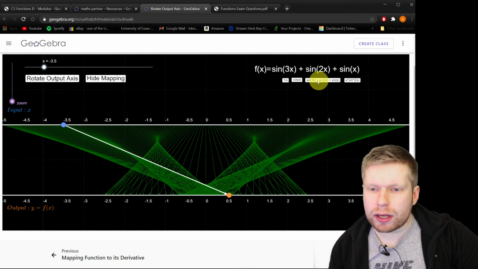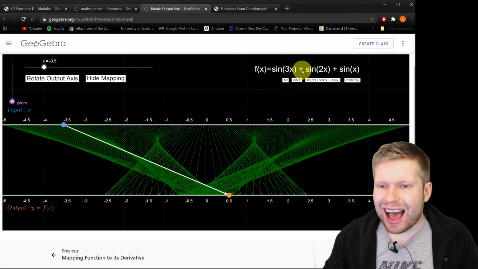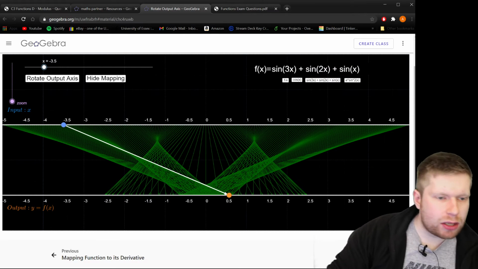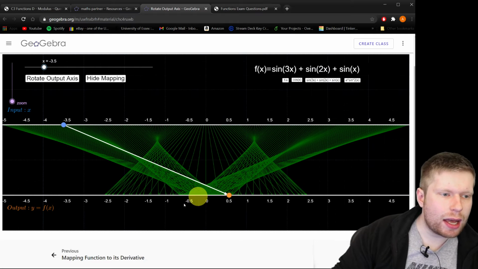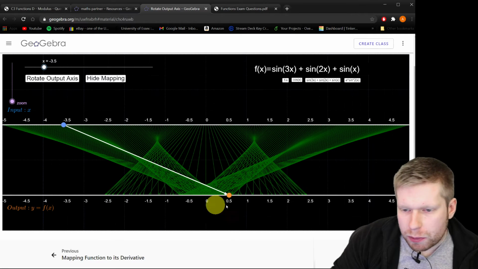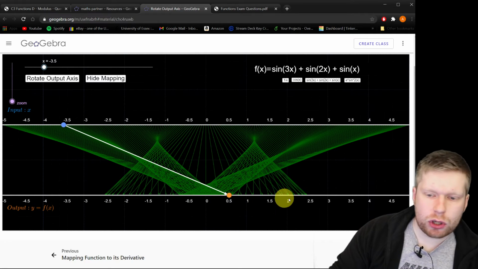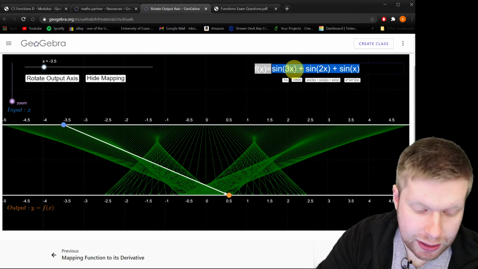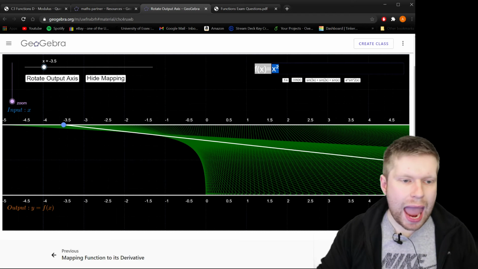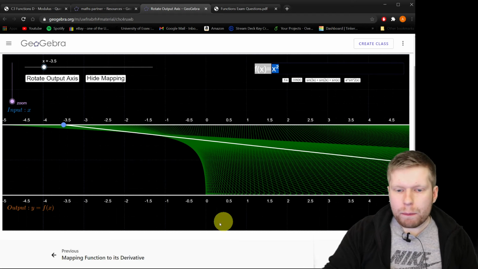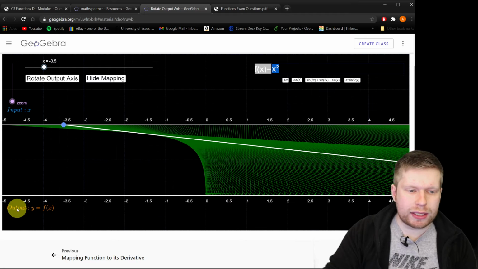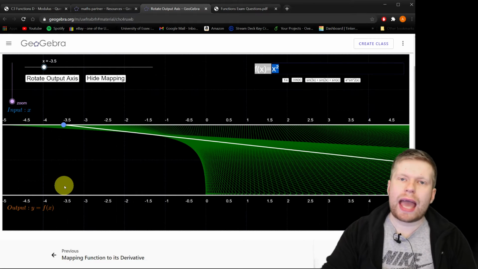If I take this funky function, sine of 3x plus sine of 2x plus sine of x, do you notice that I can take any input I like, but it always gets mapped to a value between about -2.5 and 2.5, okay? If I take something like x squared, again, I can put any input I like in, but it will always get mapped to what looks like a positive value. In other words, there'll be no negative values on the output.